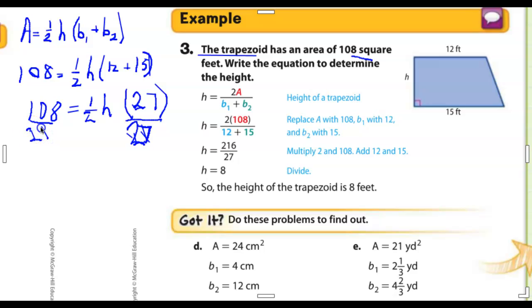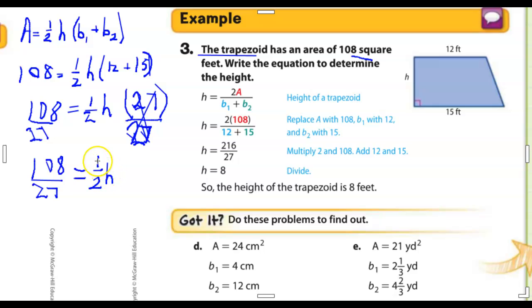Okay, well, that's fun. All right, I'm going to pause so I can rewrite this a little bit better. Okay, so I just left this as an improper fraction. So 108 divided by 27. And then this 27 over 27 became 1, so we have 1/2 times h. So now we have to get rid of this 1/2 in order for the h to be by itself.